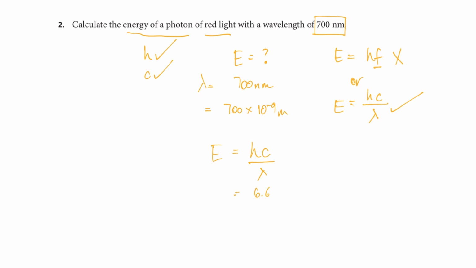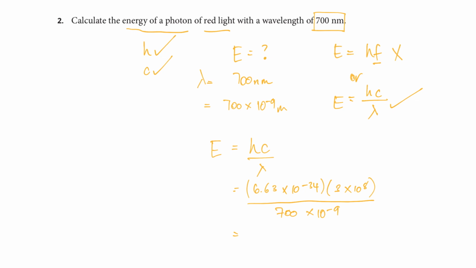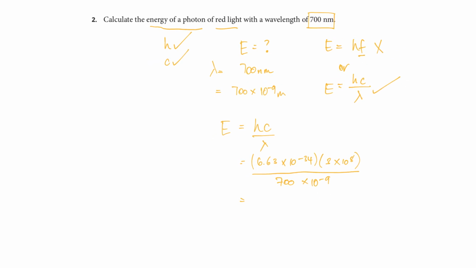So I've got 6.63 times 10 to the power of negative 34, all of that multiplied by 3 times 10 to the power of 8 meters per second, speed of light, all over 700 times 10 to the power of negative 9. And I pop that into my calculator, and I should get an answer of 2.84 times 10 to the power of negative 19 joules. And that gives me my final answer. So formula, substitution, final answer, and that's how you sort that out.